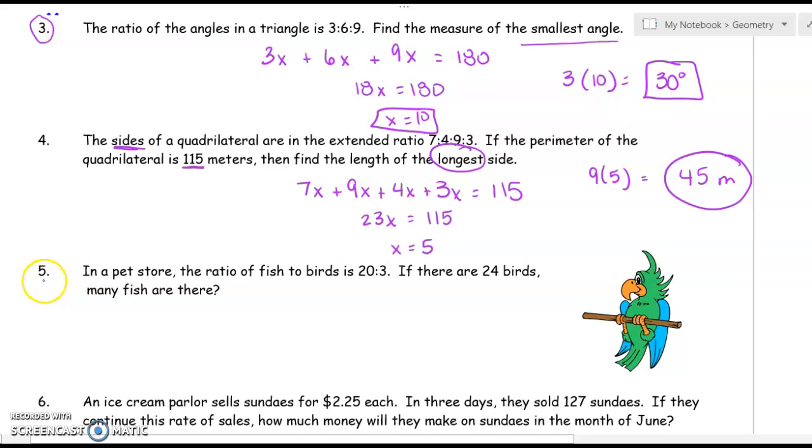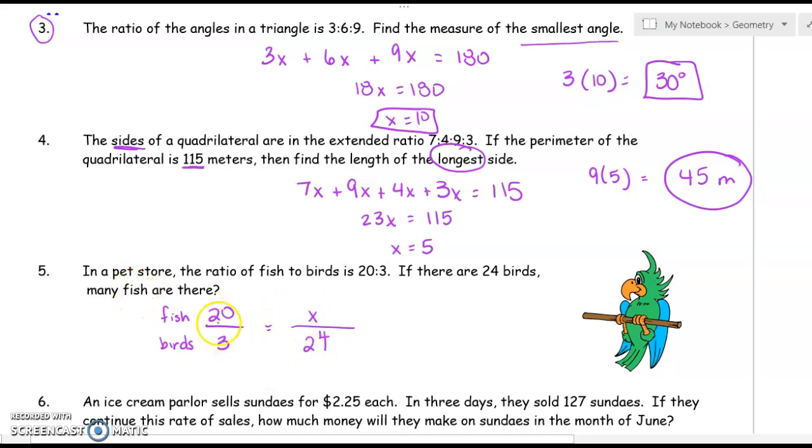Number 5, you just kind of have to read carefully. It says in a pet store, the ratio of fish to birds is 20 to 3. So I'm going to make it into a ratio. 20 is the fish and 3 is the birds. Okay, fish to birds is 20 to 3. And then it tells you there's 24 birds and we need to figure out how many fish there are. Well, what we're going to do is make another ratio. And since it's 24 birds, you want to make sure that it goes on the correct piece. Since birds is on the bottom on the left, birds will have to be on the bottom on the right as well. So 24 goes on the bottom, and then you can use whatever variable you want for the fish.